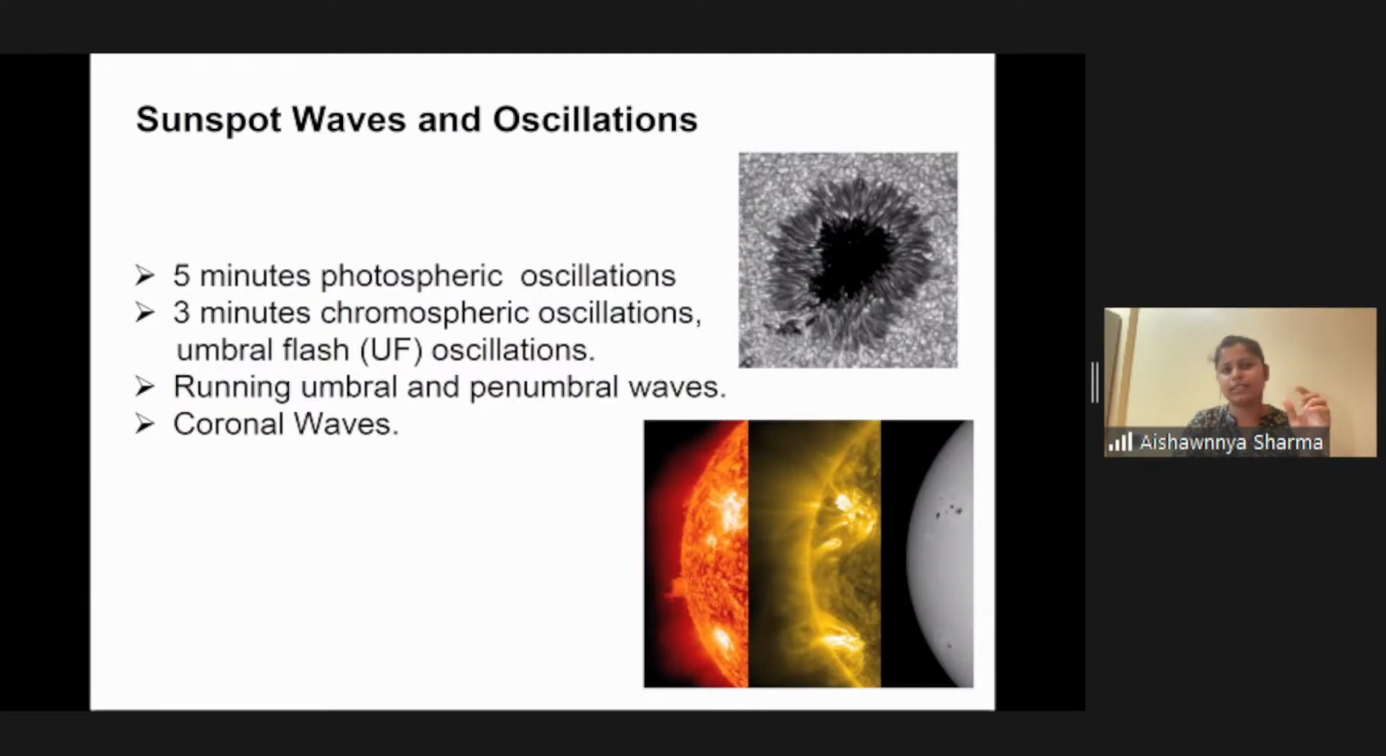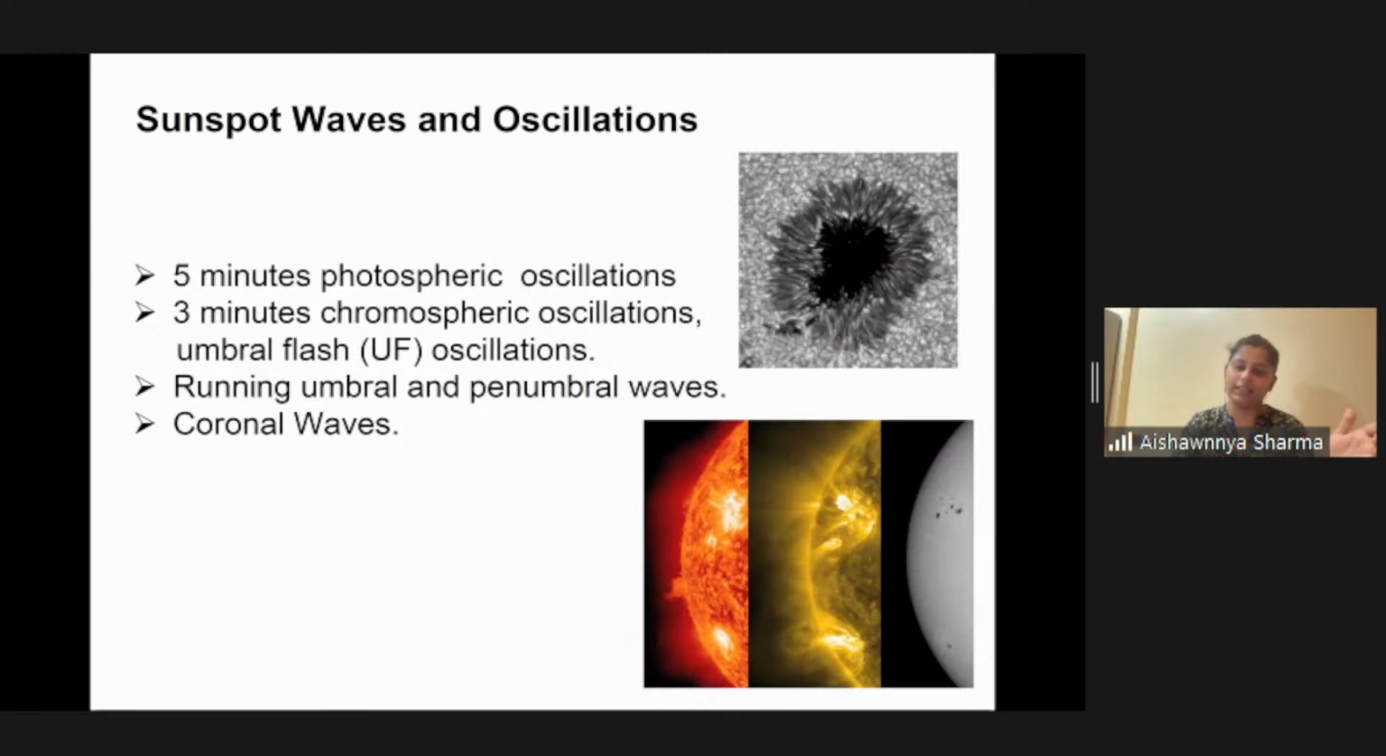And then there are some oscillations called umbral flash oscillations. So umbral flash oscillations are some brightenings in the sunspot umbra. This center part is always dark, but sometimes some brightening happens, and they have a periodicity of around 2 to 3 minutes. So those brightenings, which happen with a periodicity of 2 to 3 minutes, are known as umbral flash oscillations. Then this is the sunspot.